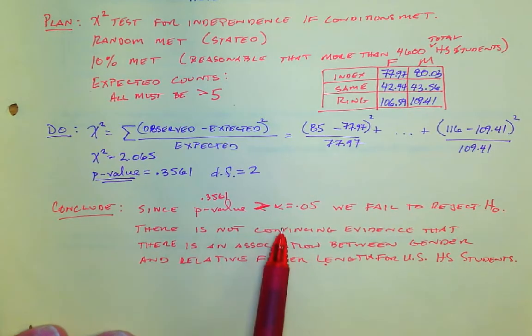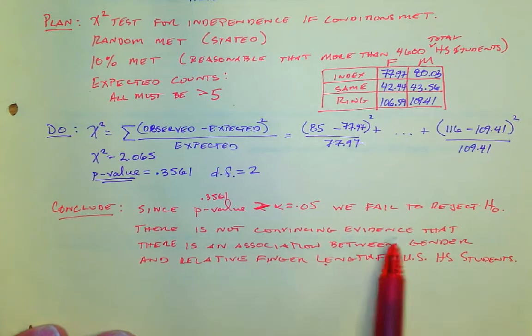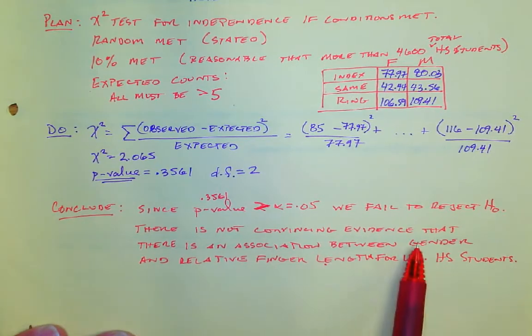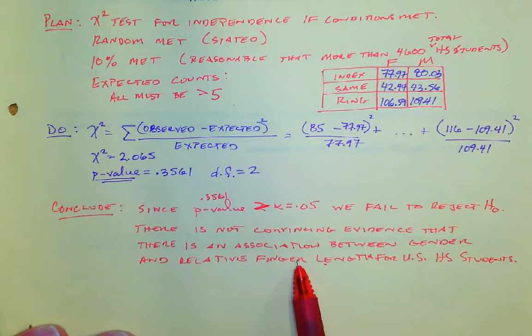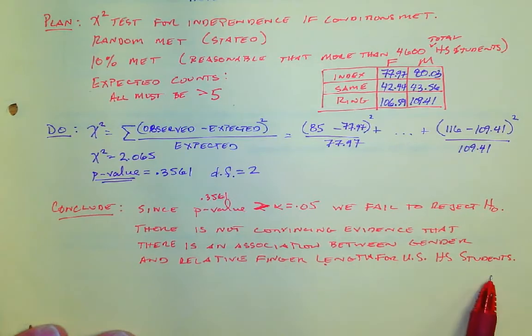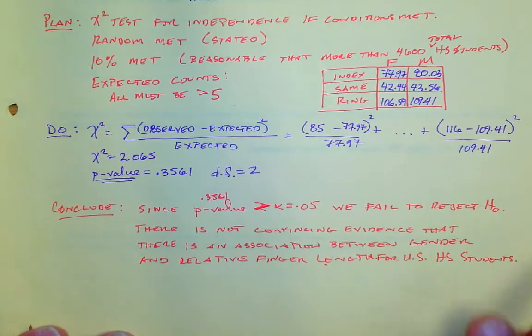Be careful with how you're writing this. We do not have convincing evidence of an association. An association between what? Gender and relative finger length. What's the population of interest? U.S. high school students. Make sure you include all of the context.